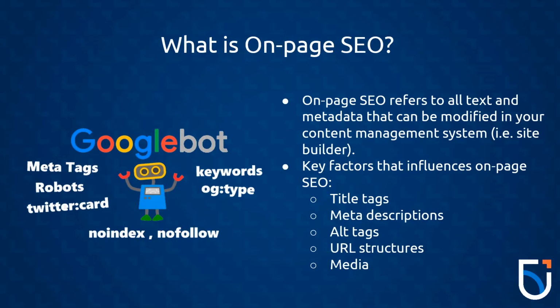On-page SEO refers to all the text and metadata that can be modified on the actual website itself. The key factors that influence on-page SEO are things such as title tags, meta descriptions, alt tags, URL structures, and media.